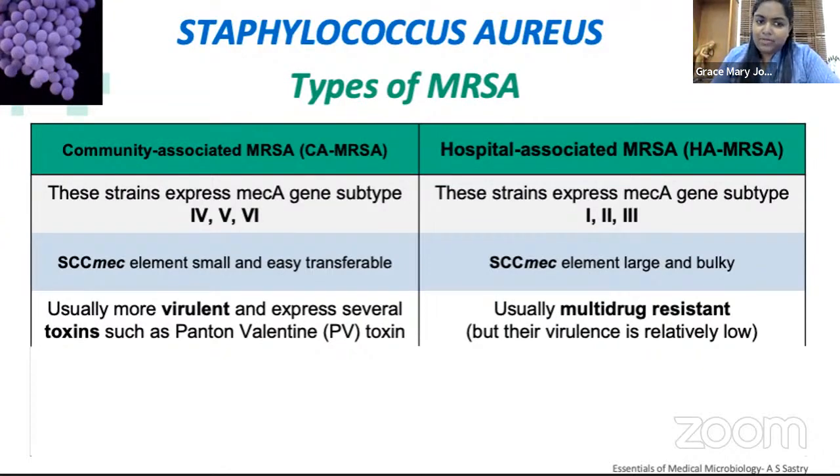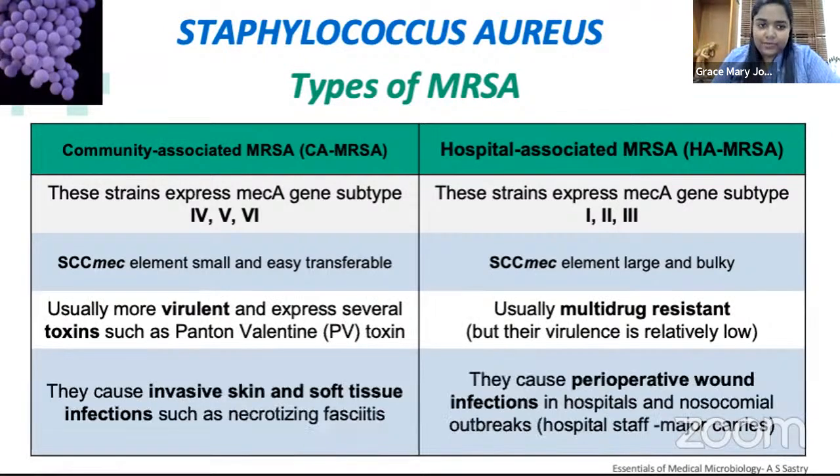Now, there is something called the Panton-Valentine toxin, which is seen in the community-acquired setup, and it is usually a toxin that causes outbreaks in the community-acquired MRSA strains.